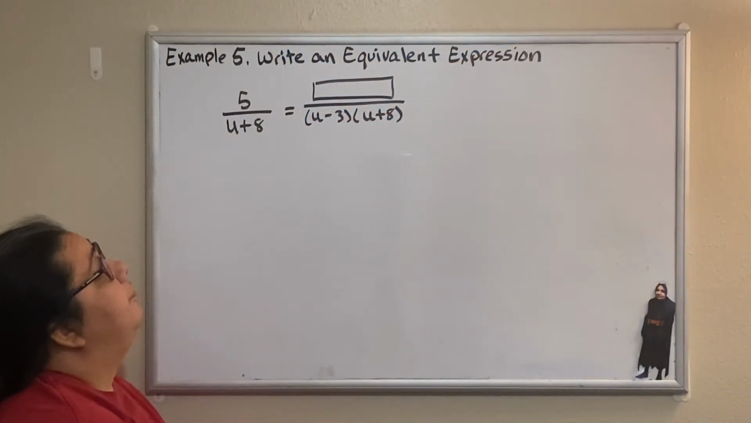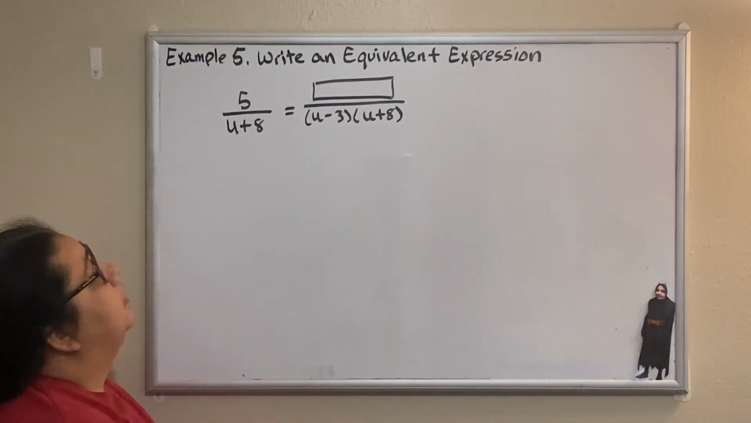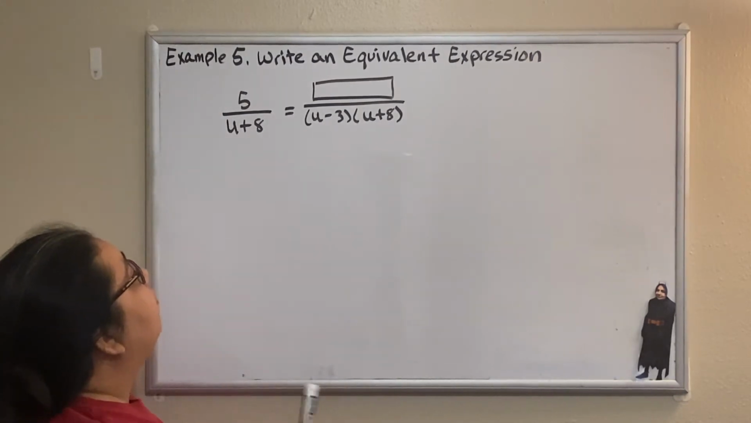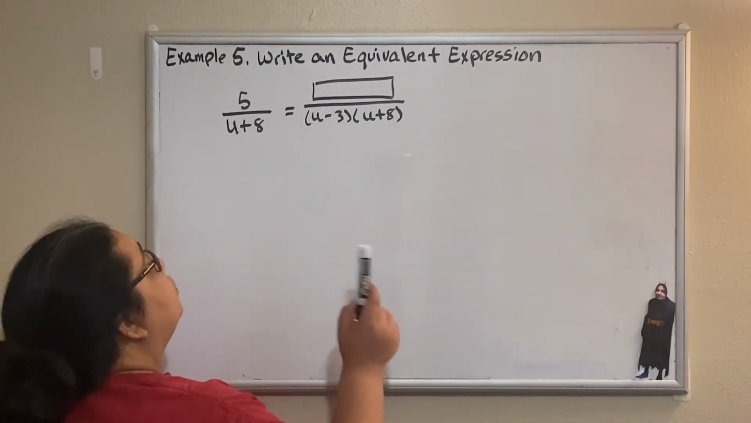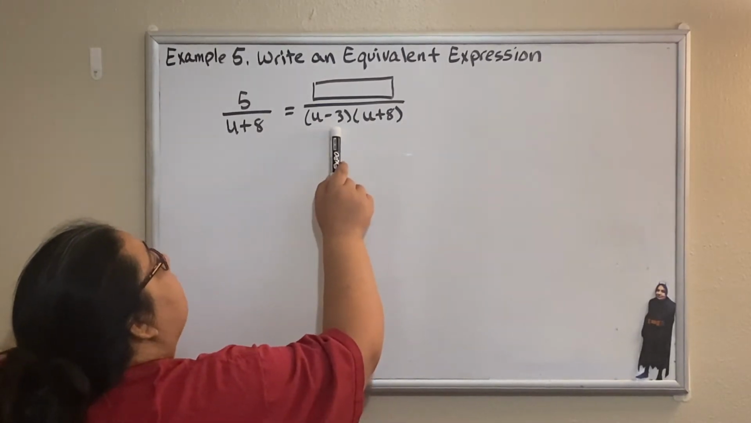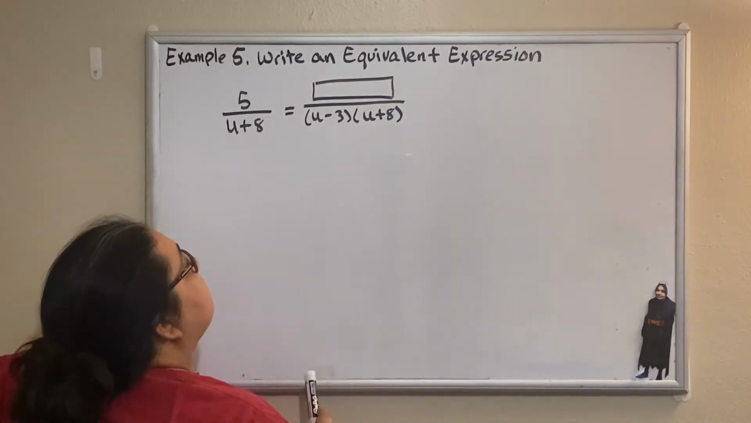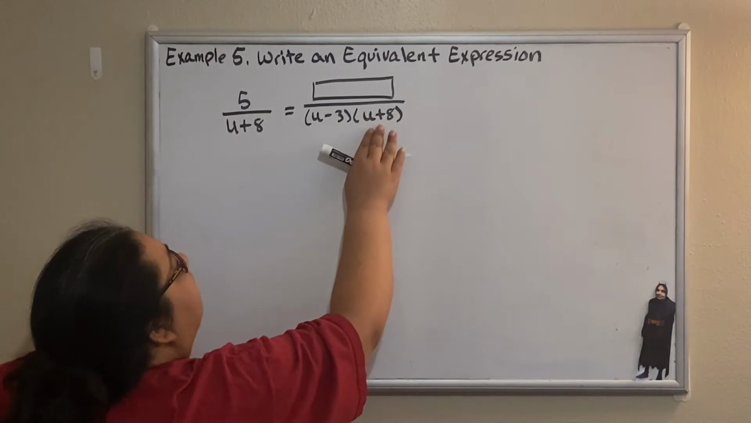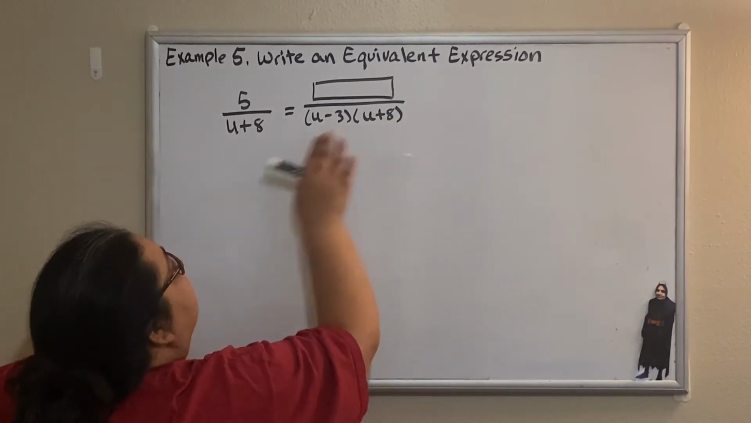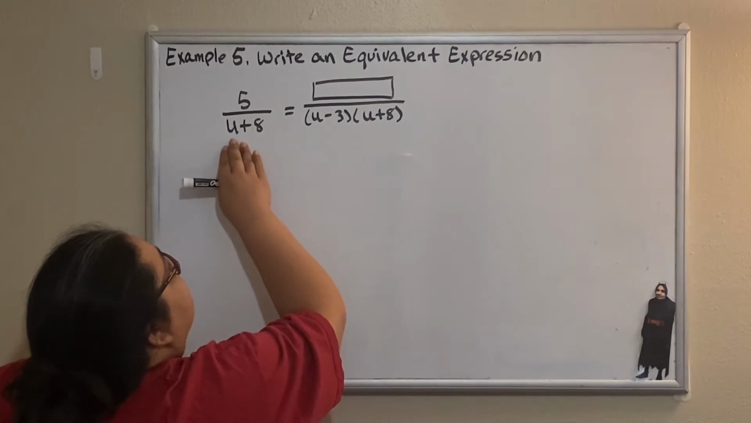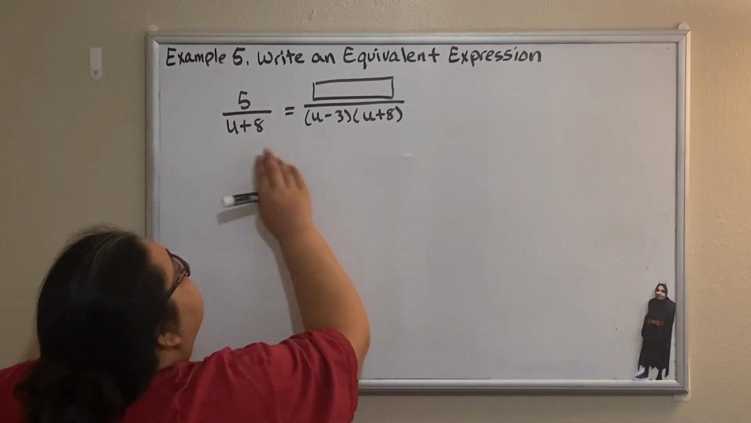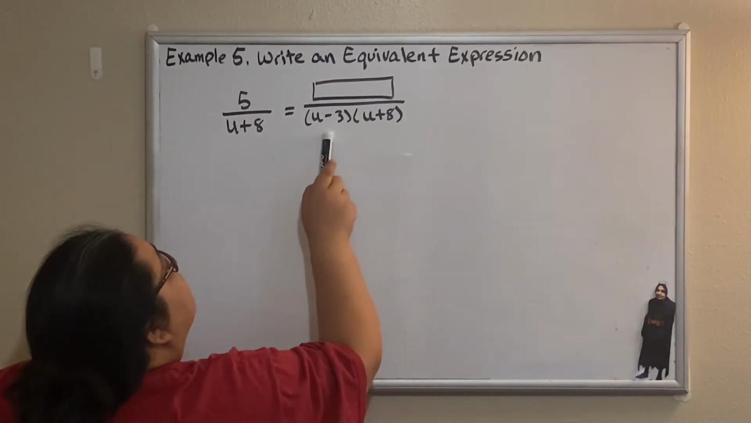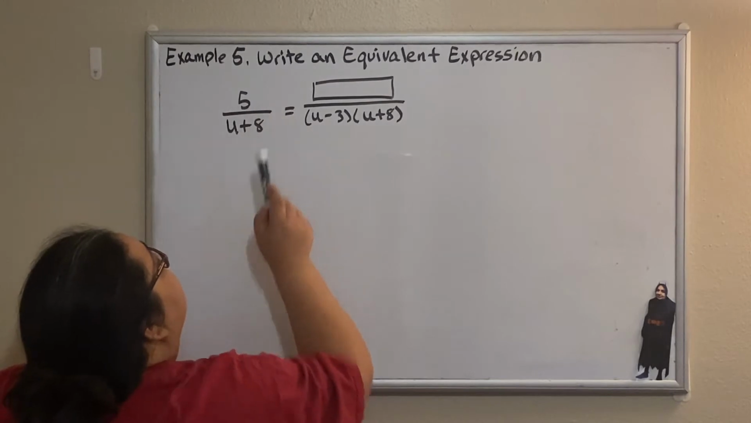Okay, so here we have example 5. Example 5 is write an equivalent expression, and we have 5 over u plus 8. And we want to rewrite it as an equivalent expression so that the denominator is u minus 3 times u plus 8. So we have u plus 8 already as one of the factors in the denominator. So that's already there. We don't have to remove or do anything to the u plus 8. But I do need to include a u minus 3. And in order to do that, I need to multiply u minus 3 in the numerator and in the denominator.